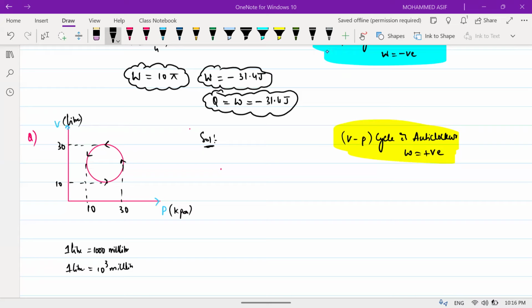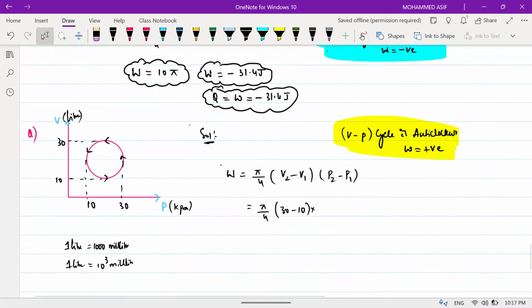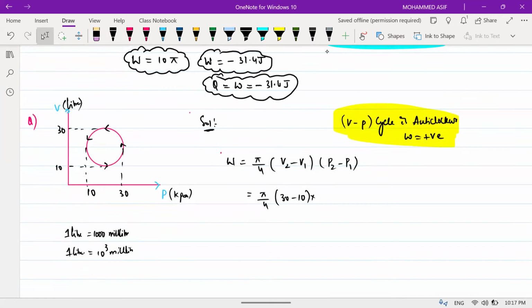Let's check once. W is equal to, what is the formula for this? Pi divided by 4 into V2 minus V1 into P2 minus P1. So it is pi divided by 4 into V2 minus V1, that is 30 minus 10, into this one, again how much? Cubic centimeter only. If we write in liters, how much will it be? 1 liter is equal to 10 power 3 milliliters.